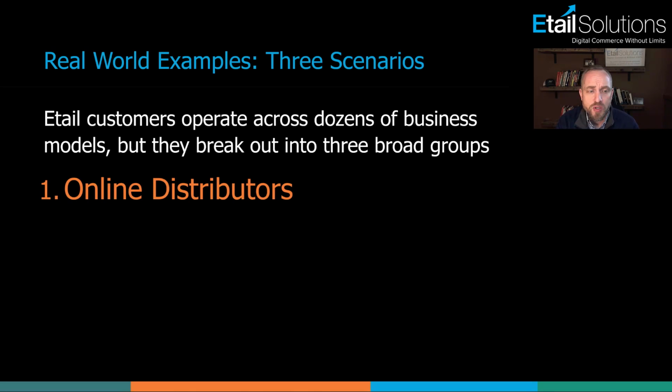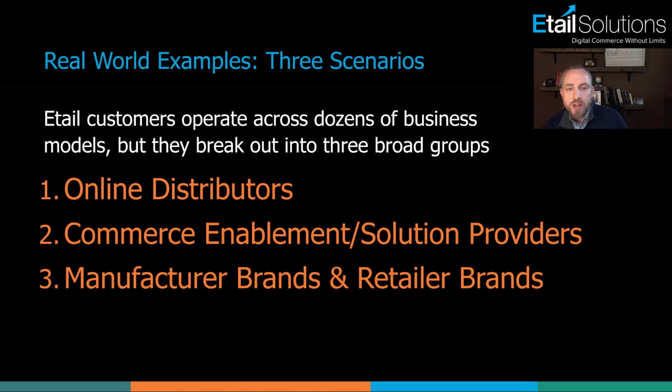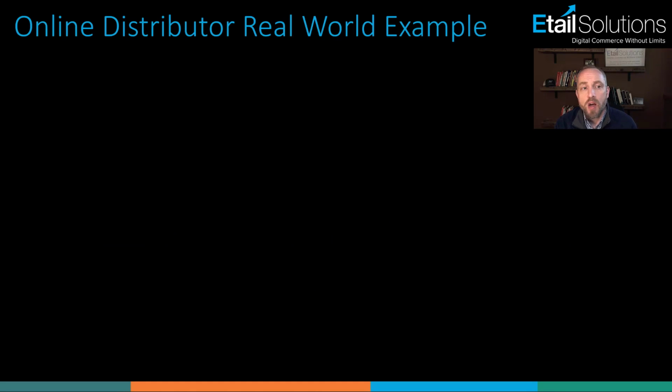The first is online distributors or large online resellers. The second would be organizations who are doing some sort of commerce enablement as a service provider of some sort. And the third would be the brands themselves and the brands trying to go direct to consumer or pivot to add D2C to their portfolio. Now, let's take a look at a real-world example.